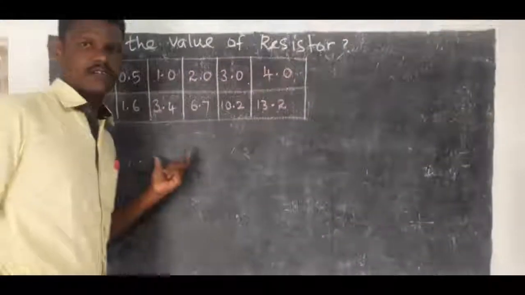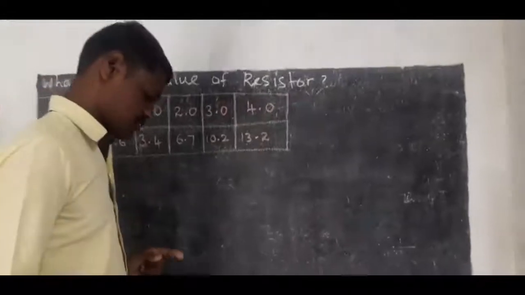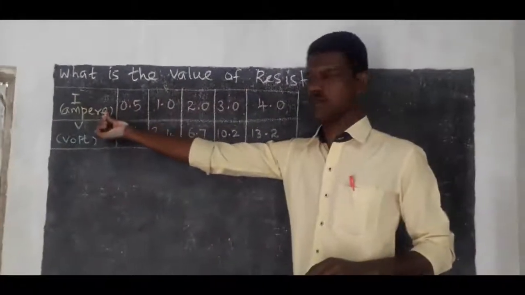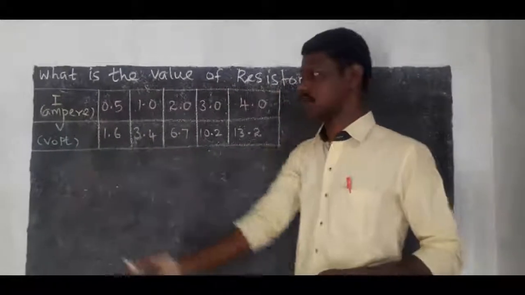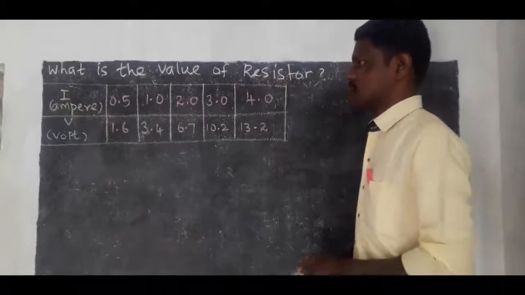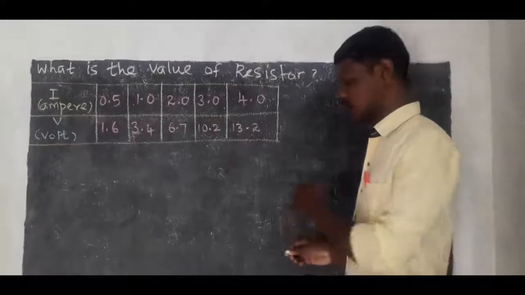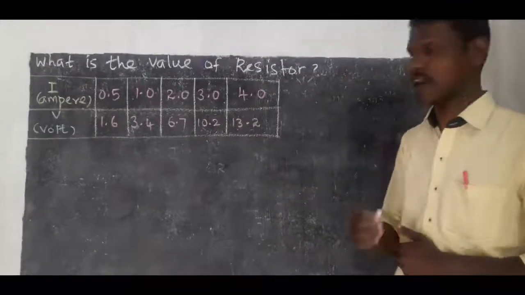Now we are going to solve the third problem. They have given two values in the table, the current value and the voltage, the potential difference. They are asking what the value of R is. So we need to plot the graph.